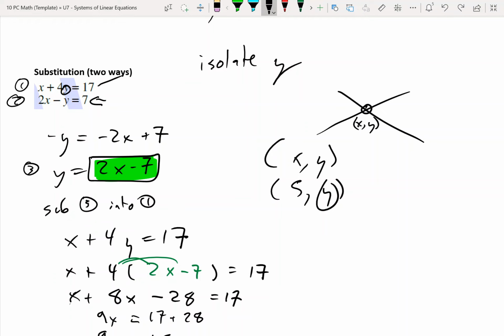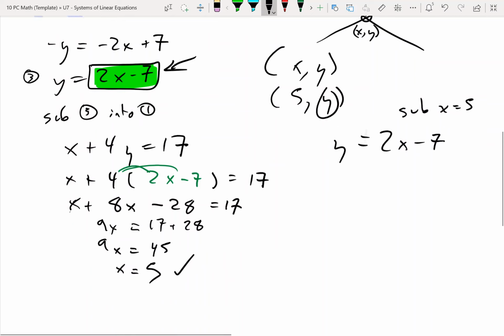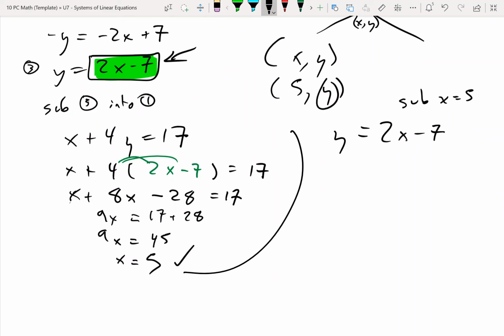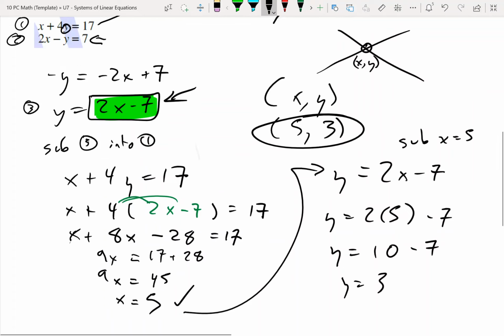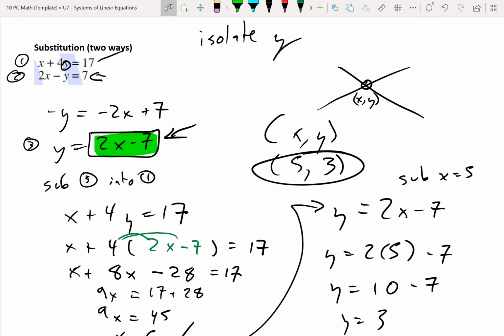Okay? So let's sub it into this one because it's really easy to see. So y equals 2x minus 7, sub x equals 5. So that 5 that we just found is going to go into here. So y equals 2 times 5 minus 7, y equals 10 minus 7, y equals 3. That is my final answer. That is the point where these two lines intersect.